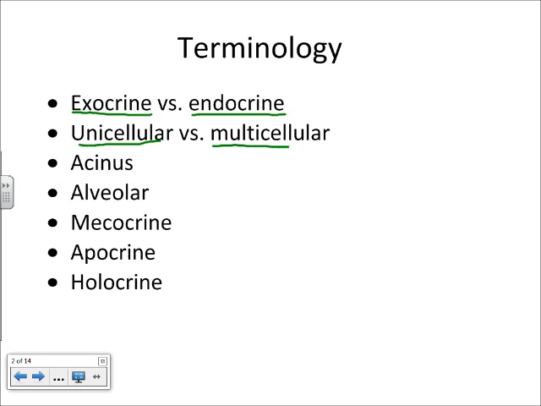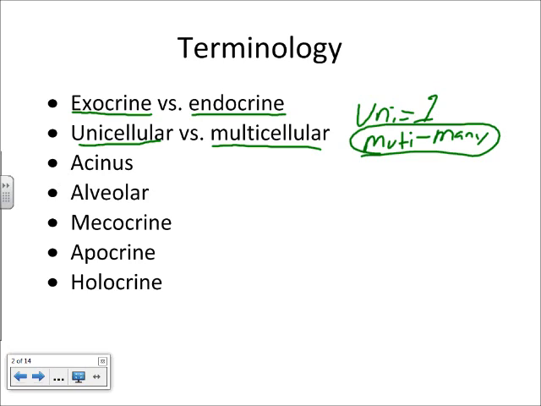Unicellular versus multicellular. Pretty straightforward. Uni equals one, multi, many. There are some glands of the body that are only single-celled, and most glands of the body are going to fall within the category of multicellular glands. When it comes to understanding the differences between the glands, it's how these multicellular glands are organized, basically the various shapes of these glands, and also what secretions they produce. So pretty simple: unicellular, single cell; multicellular, multiple cells.